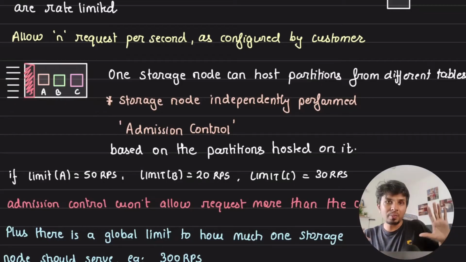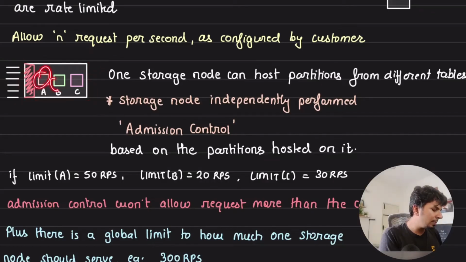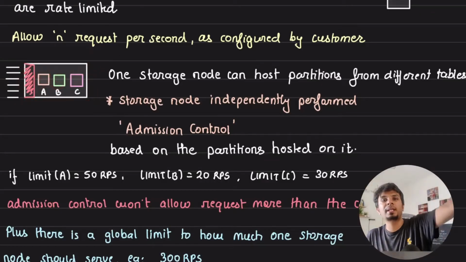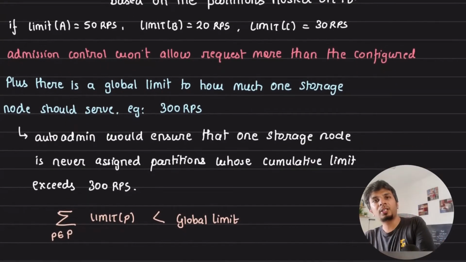But there is a global limit for a storage node that you need to adhere to. And there is a local limit to each of the partitions, depending on what the customer has provisioned for that corresponding table, right? This is what you need to ensure.